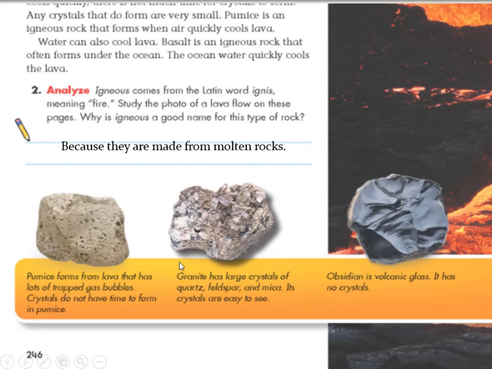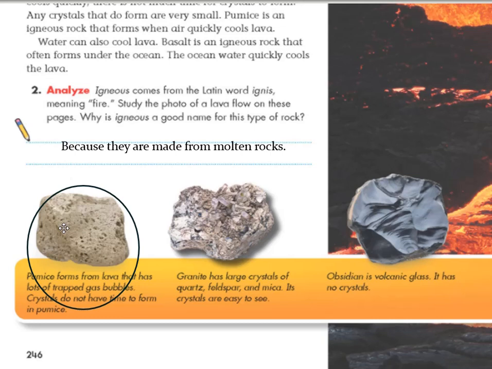Pumice forms from lava that has lots of trapped gas bubbles. Crystals don't have time to form in pumice. So this means that pumice cooled down very fast or very slow? It has trapped gas bubbles and it has no crystals. Amazing. It formed very fast. So we are going to circle it.